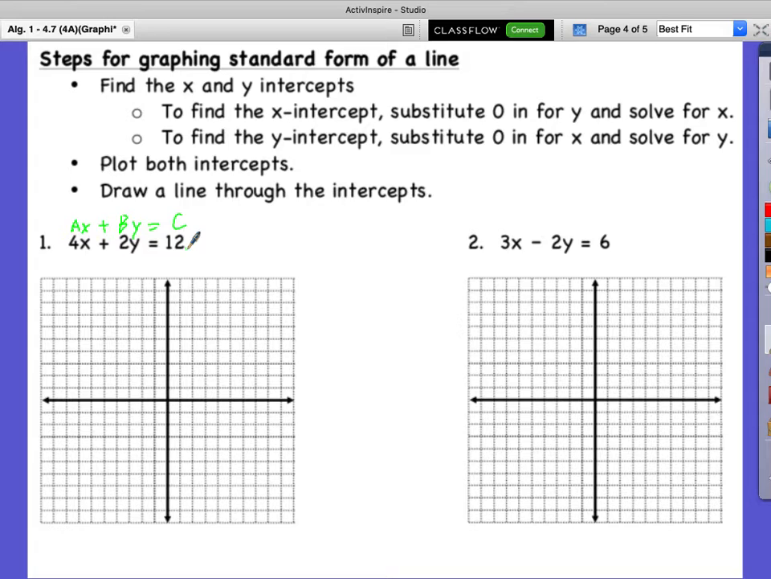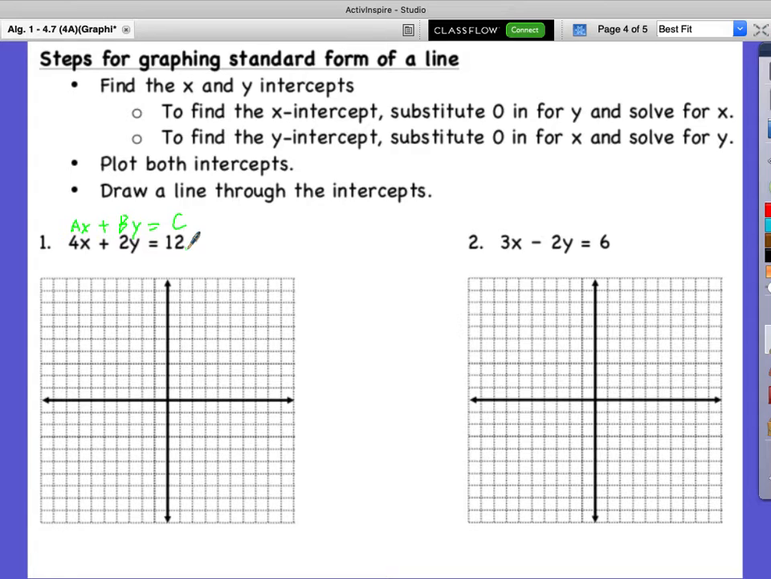So we have 3 steps to do. We know we could solve for y, then put it in slope-intercept form and graph from there. We just did that last class. Today we're going to learn a way where you don't have to solve it. You can leave it like this. What you have to do is find the x and y intercepts.